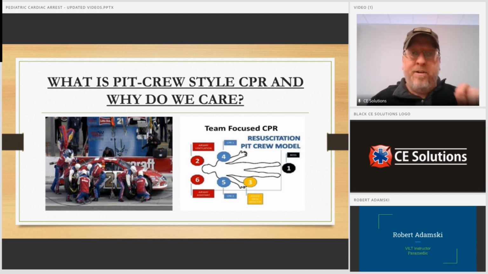And ideally, they're not doing CPR. They are directing, coordinating, giving orders, making sure everything's being done, and providing quality control to make sure everybody's operating effectively and efficiently. That's what the leader should be doing. The next big component of pit crew style CPR is that everybody has a role. Everybody has a specific duty, and everybody knows what that role is and how it interacts with everybody else on the team.